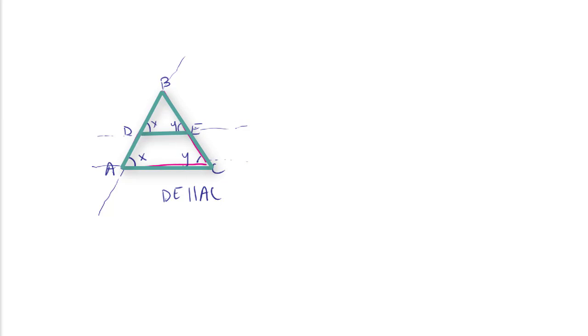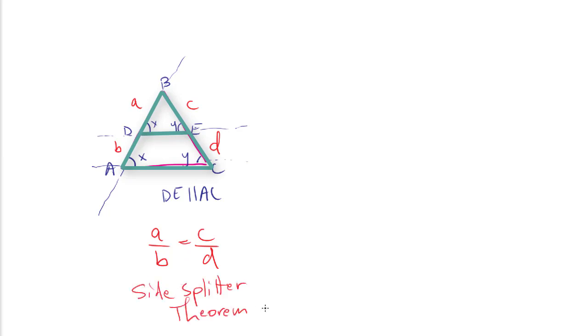In particular, it leads to the following theorem. If I call this segment A and this segment B, this segment C, and this segment D, I will know A over B, the quotient of the two segments, equals the other quotient of the two segments, C over D. I basically have a proportion equation. We call this our side splitter theorem. And that's a direct consequence of our transversals of parallel lines.